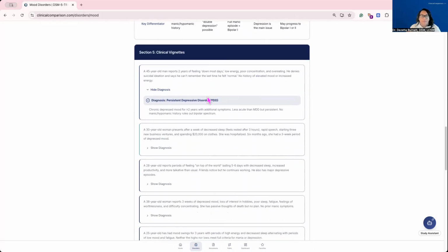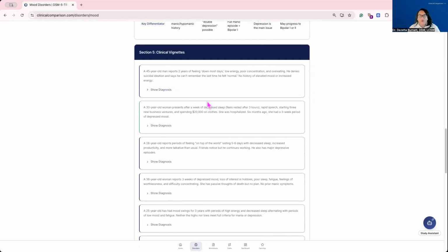It's a 45-year-old man that reports 2 years of feeling down most days. Low energy, poor concentration, overeating. He denies suicidal ideation. He says he can't remember the last time he felt normal. He has no history of elevated mood or increased energy. When I'm reading this, I'm hearing depression. It's the 2 years that has me like, wait a second, there's something else going on.